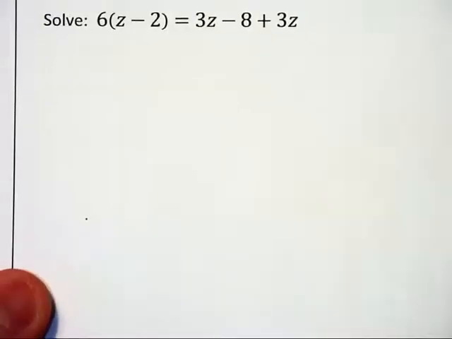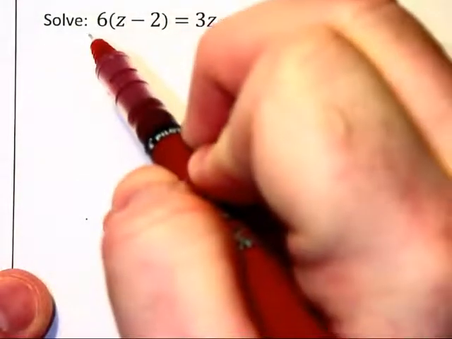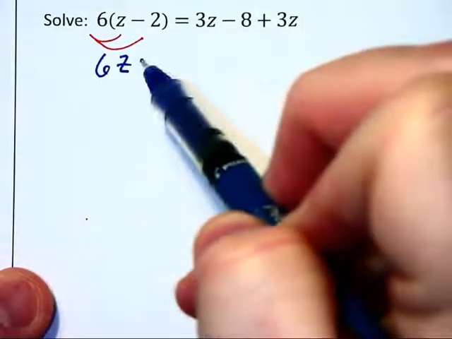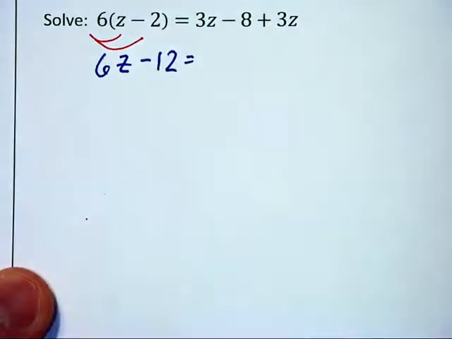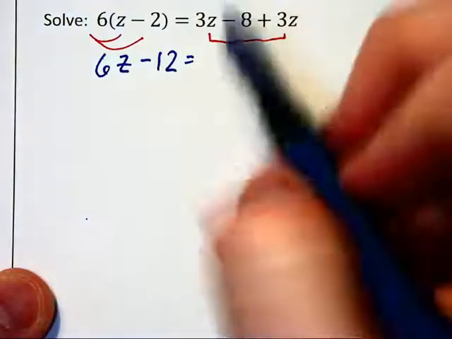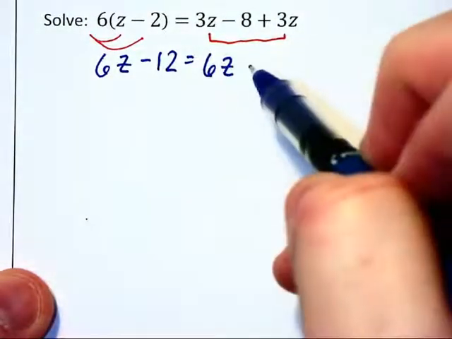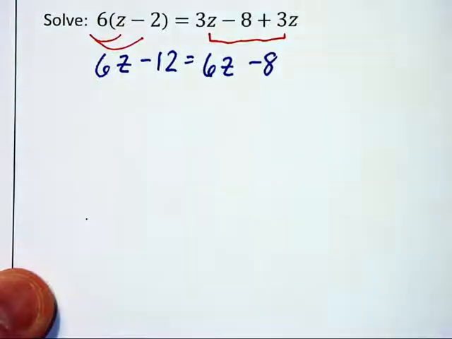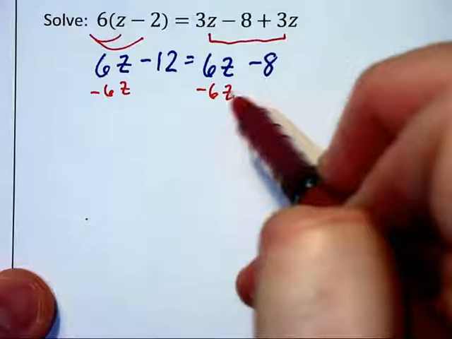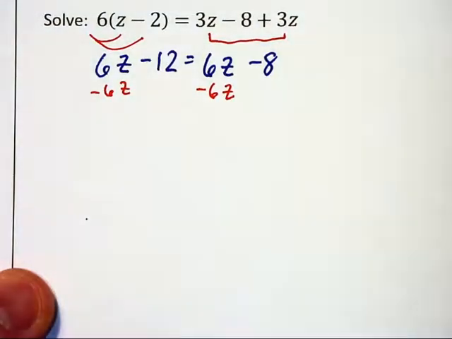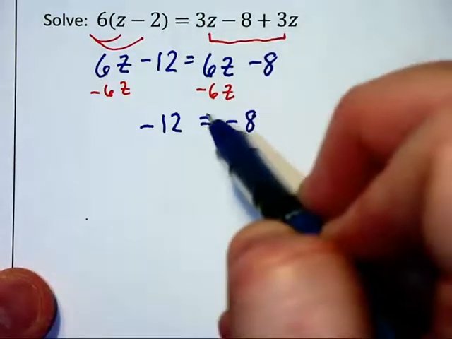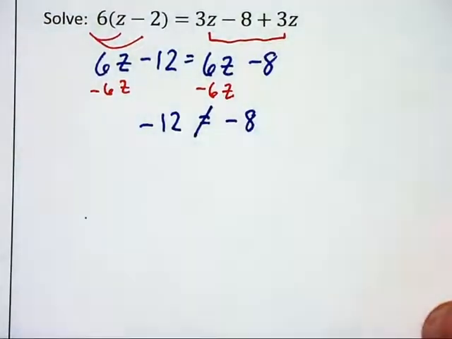Let's look at this next problem. We see parentheses on the left, so we want to do some distribution, and that will give us 6z minus 12. On the right-hand side, we can combine some like terms. 3z plus 3z is 6z, and we have 6z minus 8. When I subtract 6z off of each side to try and get all the variables together, you'll notice that they cancel each other out and they disappear. And we have negative 12 equals negative 8, which makes no sense. So I'm going to change that equal to a not equal.